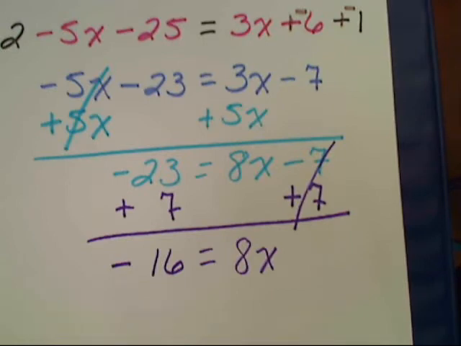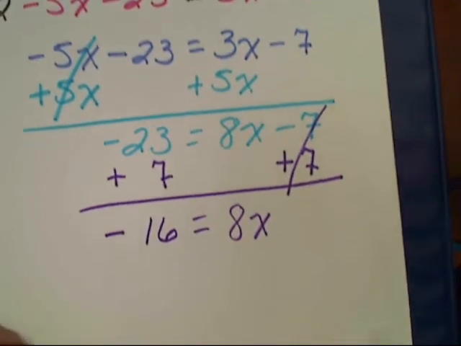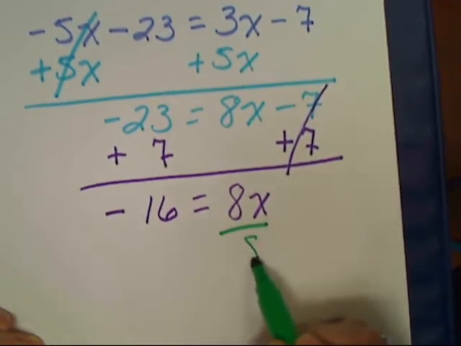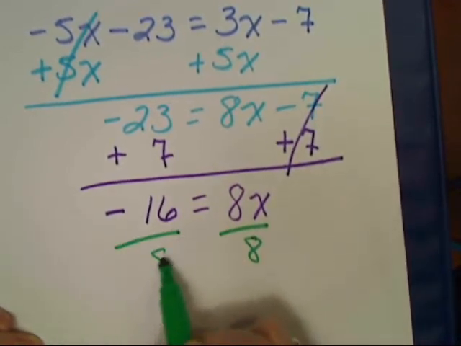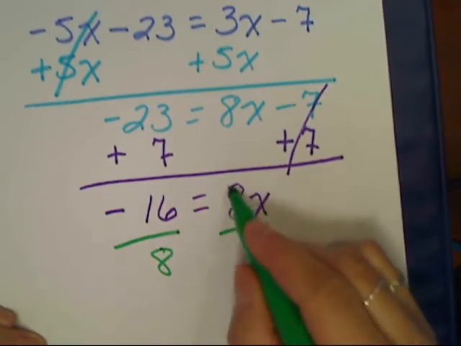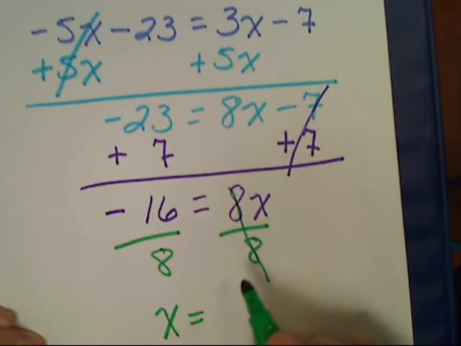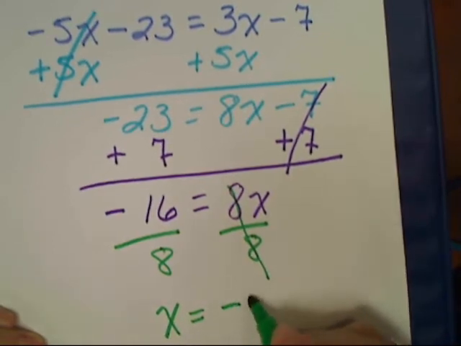And finally, to get our variable by itself, we need to cancel out this multiplication. To do that, we once again divide by that number in front. X is equal to a negative divided by a positive. One of each sign is a bad thing, so the answer is negative.